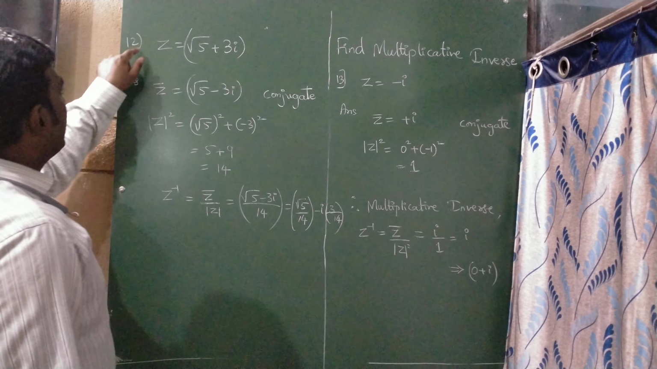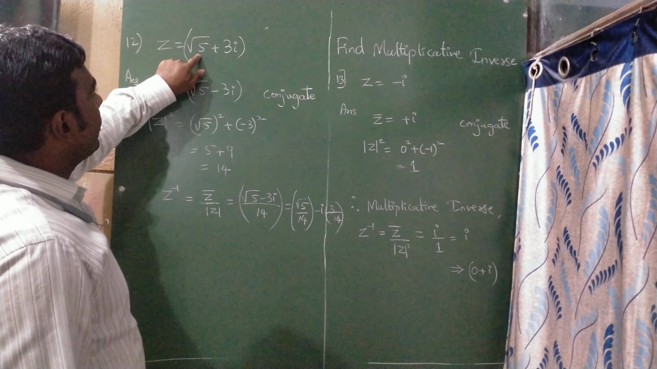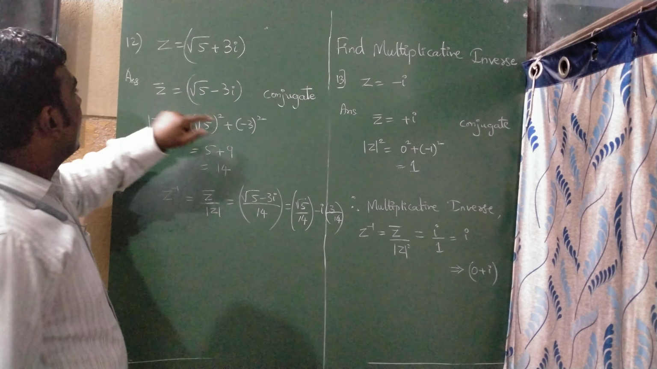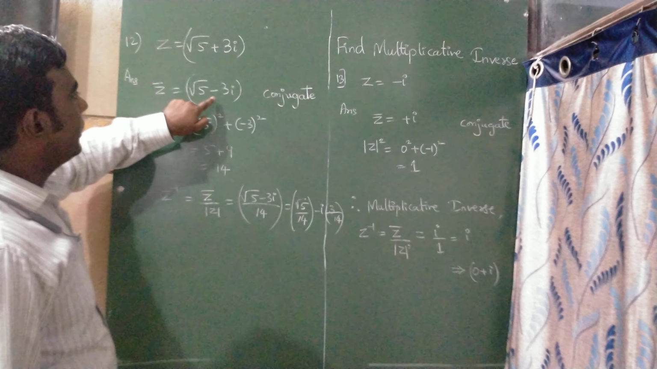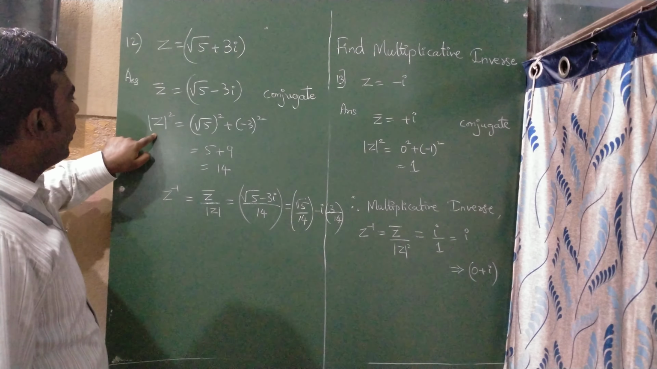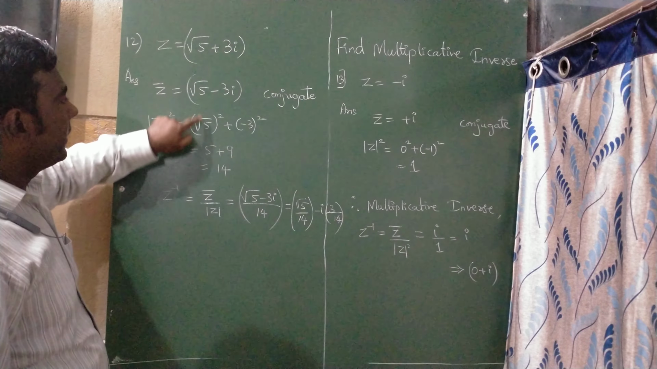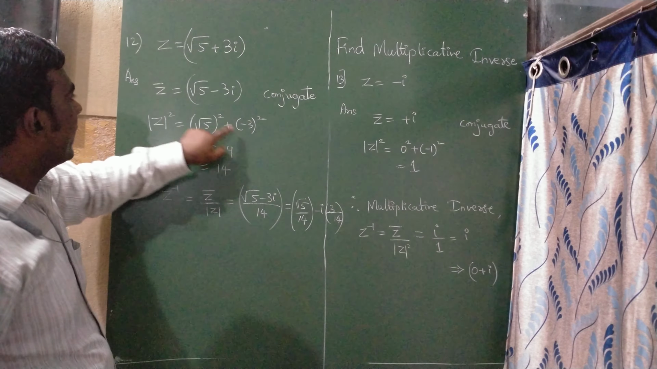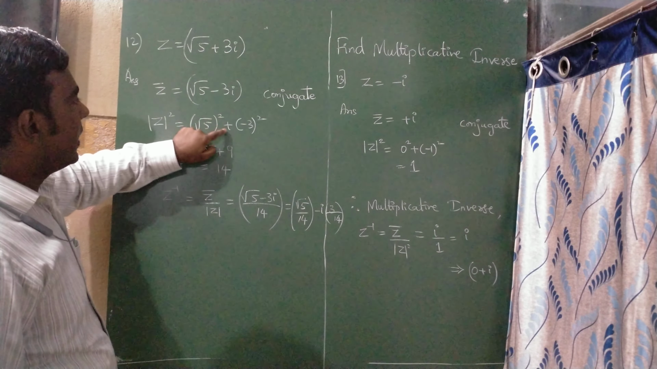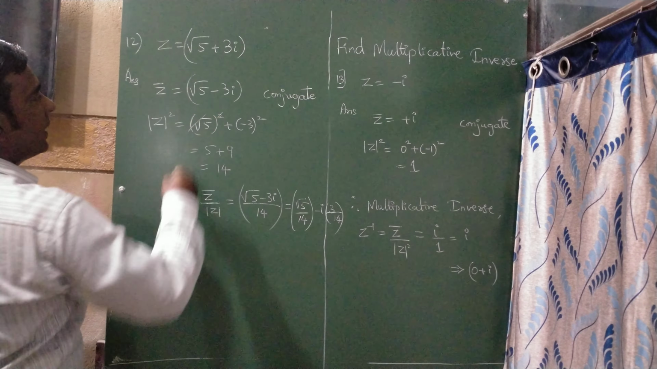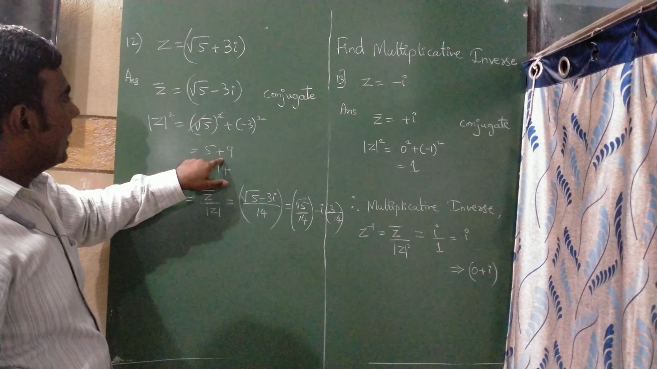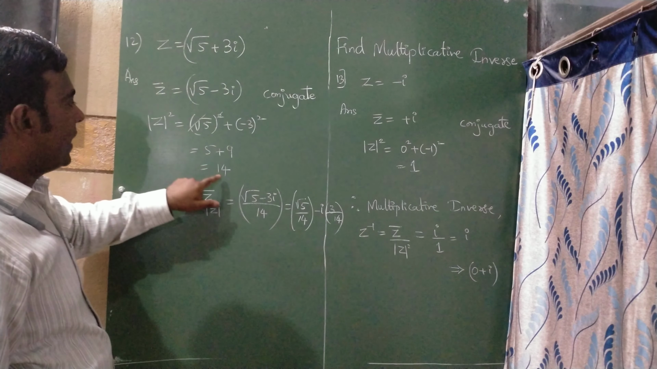So here the 12th question is z is equal to square root of 5 plus 3i. Now z bar is nothing but the conjugate. Now what is conjugate? If it is plus, then you need to write minus. Fine. Now modulus of z square is nothing but real part square and imaginary part square. So real part is root 5 square plus imaginary part is -3 square. Now square root and square get cancelled. 5 is remaining plus 3 square is 9. 9 plus 5 is 14.